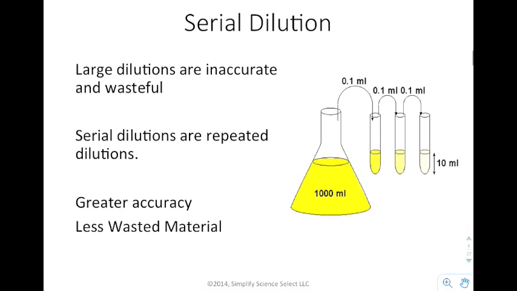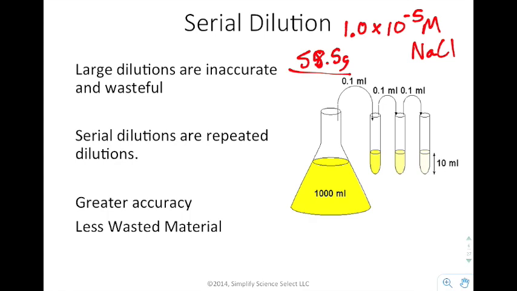So there is also a process called a serial dilution. The serial dilution is very useful because large dilutions tend to be inaccurate and wasteful. So for example, if I need to make a solution that is 1.0 times 10 to the minus fifth molar of sodium chloride, that is a very difficult solution to make, because you would have to measure out 58.5 grams and then divide it by like a million liters. So it ends up being very difficult to do, and wasteful in terms of the amount of water you use.